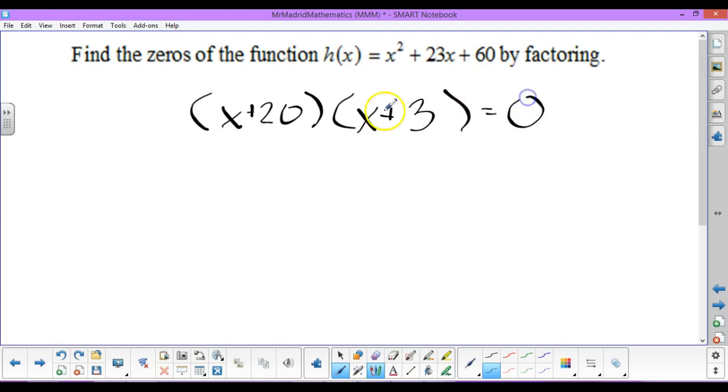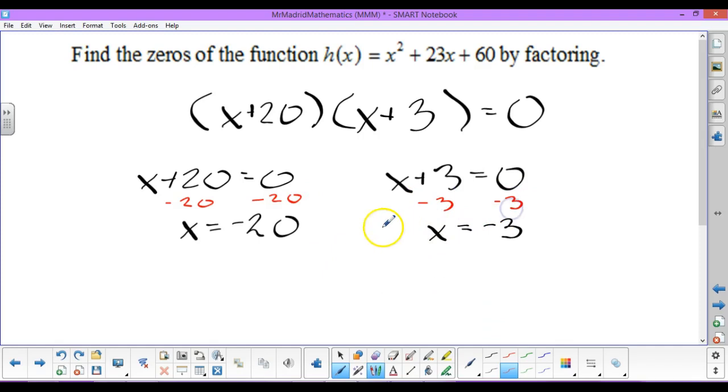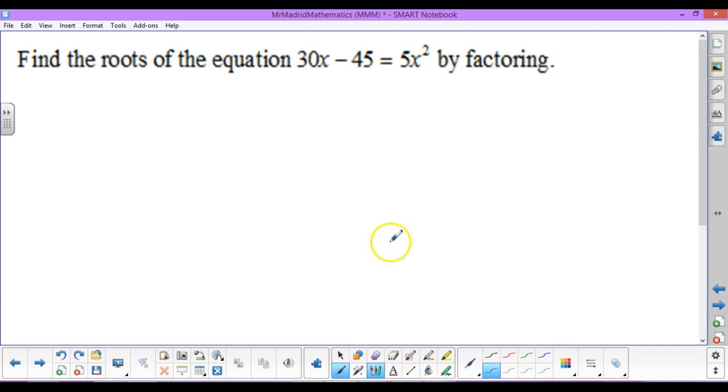So check this out. You set this trinomial equal to 0, and you investigate. Where does that happen? Where this one equals 0, or where this one equals 0. And if you do the quick math, you subtract 20 from both sides, you get x equals -20, and x equals -3. This is all I did, very basic Algebra 1 stuff, just solve for x. So these are my two zeros.